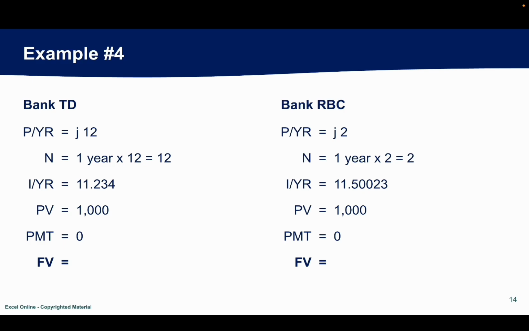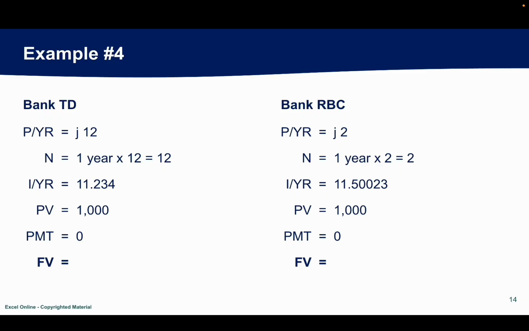So for us to answer this question, we are going to have to use the 6 important functions. So write them down. Now we're going to start with Bank TD's offer on the left-hand side. So the PYR is 12, since it is a J12 rate. N is 1 year times 12, since again the rate is a J12 rate.